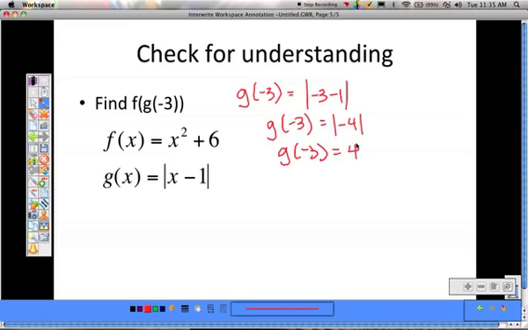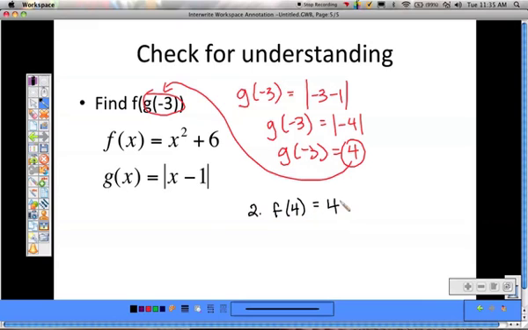All right, now take this 4, plug it into your f function for g of negative 3. So second step, we have f of 4 equals 4 squared plus 6. So we'll get 16 plus 6. And so that'll give us 22. So we can say f of g of negative 3 equals 22.